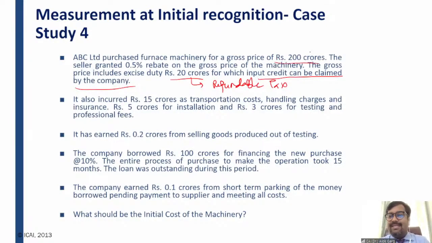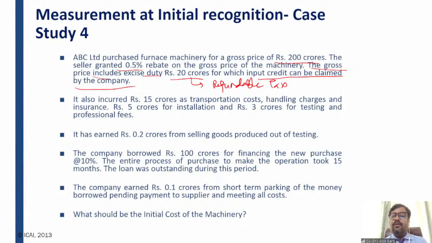So the gross price is 200 crores and the seller will get a rebate of 0.5%. It means the seller will get a discount of 1 crore. And the gross price also includes excise duty of 20 crore. This 20 crore is a refundable tax. The input credit will be received on this 20 crore, right?